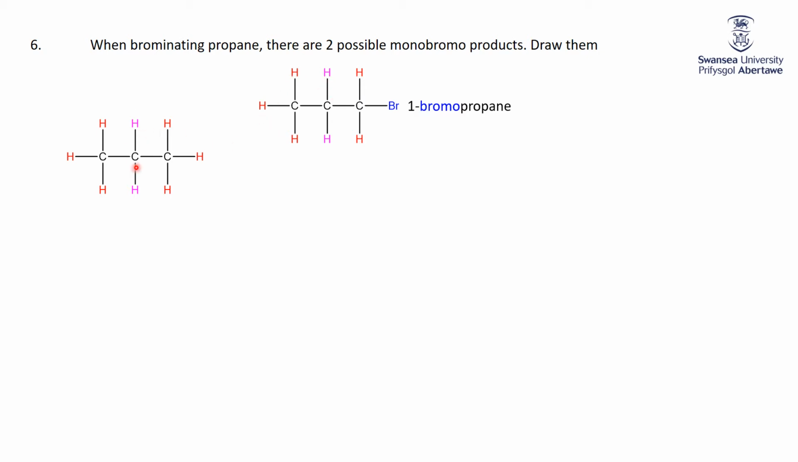Put it in one of the purple ones. Well, now that will be different. That will be 2-bromopropane. So, 2 possible monobrominated products.